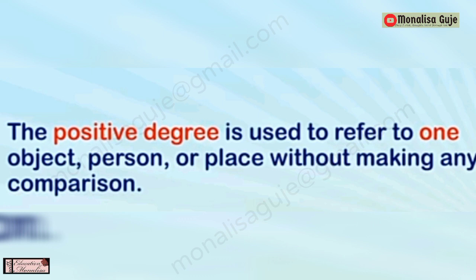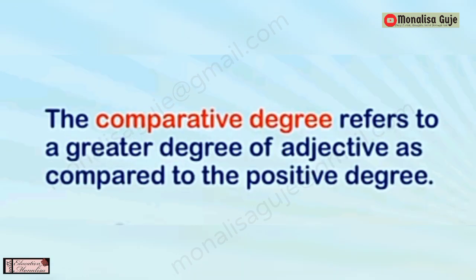Now, we'll see the second type of degree, that is called the comparative degree. With the name itself you come to know comparative means comparing to someone. So, the comparative degree refers to a greater degree of adjective as compared to the positive degree. How it is done, we'll see now. Just remember it is compared between two of them. Any two things. Like Mona is happier than Seema. So here two of them are being spoken about.